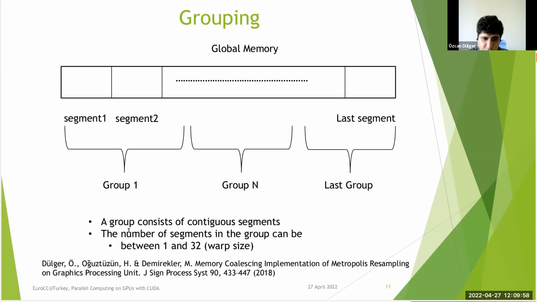And the number of segments in the group can be between 1 and 32. 32 is the warp size. So we can set the number of segments in a group. It is a generic concept between 1 segment and 32 segments. If you set it to 1, that is similar to the full coalesced. If you set it to 32, that is similar to the non-coalesced.